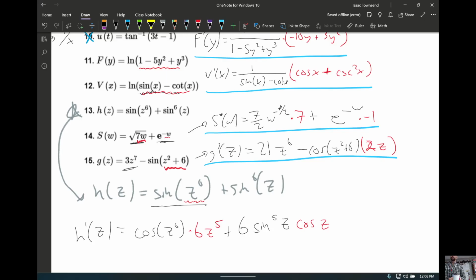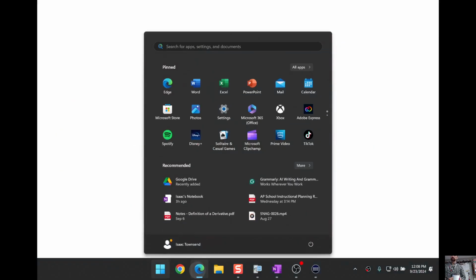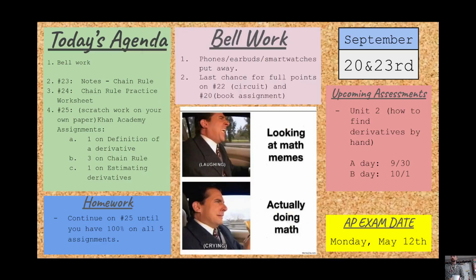Okay, so one of your Khan Academy assignments is questions like those. Two others are also on chain rule. So if you guys would go ahead and get out a blank piece of paper for your scratch work here, number 25. I would probably do that chain rule part last. One of the chain rules gives you a table of values. One of the chain rules just asks you to try to figure out what's outer and inner. That's probably a good one to start with.